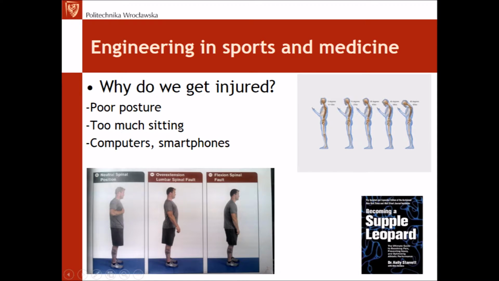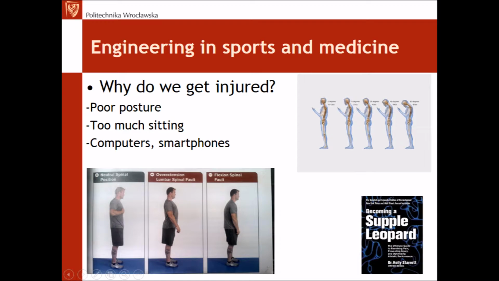What are the other problems? The other problem is, for example, too much sitting. Sitting, of course, is not the healthiest position for our body. For example, lying on the bed is much healthier than sitting on the chair. And of course, computers and smartphones. When we watch too much TV or sit in front of a computer too much, our head goes too far forward, and there is a bad compression force on our spine. And so this is very unhealthy too.